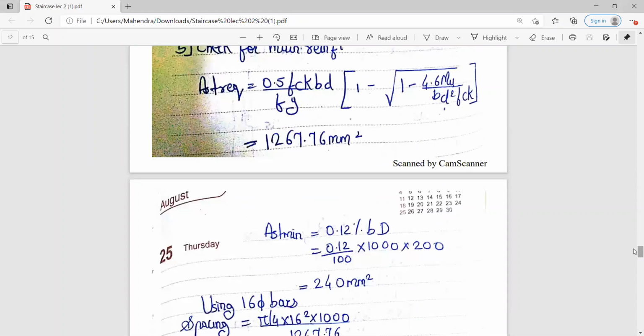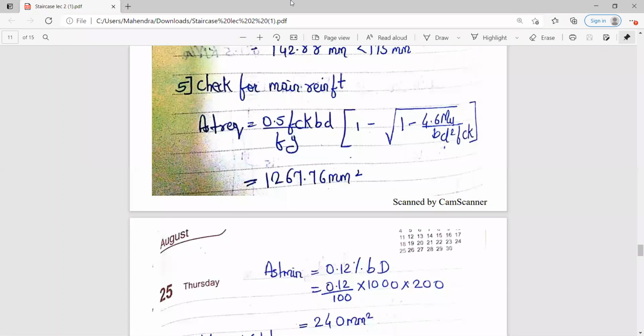So you have to check for the main reinforcement. To check for the main reinforcement, you need to calculate AST required. So for calculation of AST, you are having the formula that is 0.5 FCK into B into D upon Fy in bracket 1 minus 4.6 mu upon BD square FCK. So substitute all the values. FCK is 25, Fy is 415, B कितना है 1000, D, what is the value of D that you are going to substitute over here?